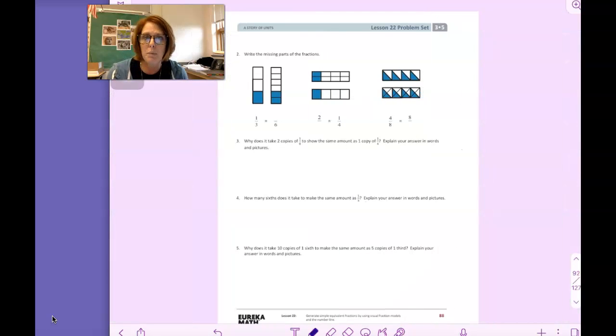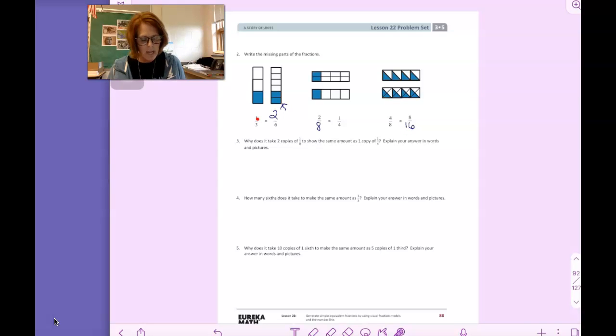Let's take a look at number 2. It says, write the missing parts of the fraction. So for 1/3, you're writing what fraction of 6 is equal to 1/3. I'm going to pause the video, and I want you to do this on your own. When you're finished with number 2, come on back. Welcome back. So you should have 1/3 is equal to 2/6. 2/8 is equal to 1/4. And 4/8 is equal to 8/16.